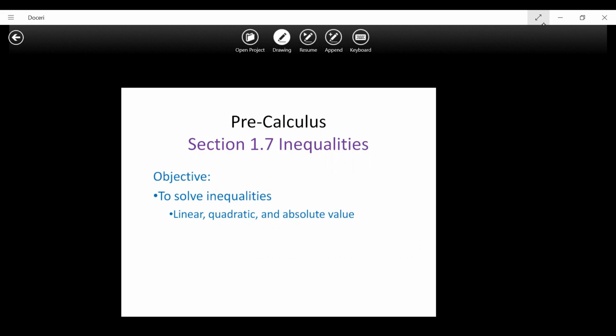We're going to look at inequality, specifically both linear, quadratic, and absolute value. We're only going to get up to quadratic today. We're just going to practice this as best we can and give you guys some problems to work out.